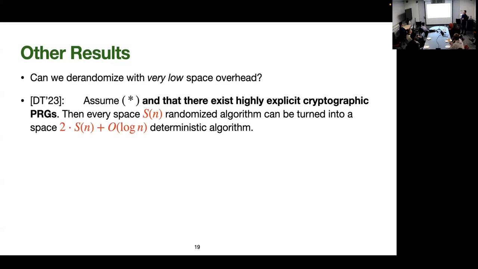If you additionally assume that the PRG is computable by, for instance, constant depth circuits, that's the type of assumption they want. Then we can turn every space S randomized algorithm into a space 2S plus order log n deterministic algorithm, where this is some global constant. So we can basically de-randomize at a cost of a factor of 2 blow up.